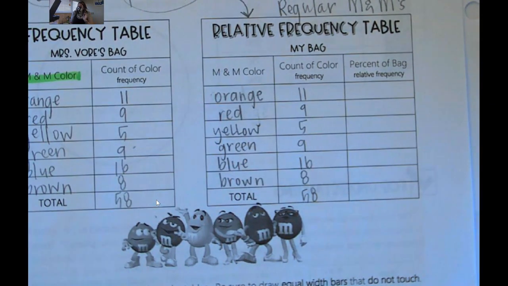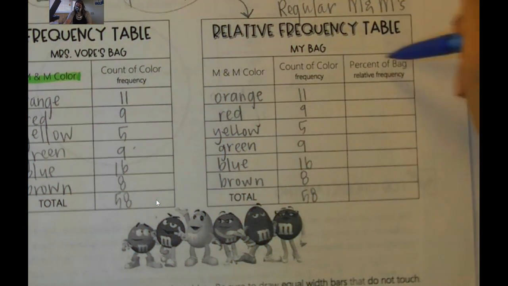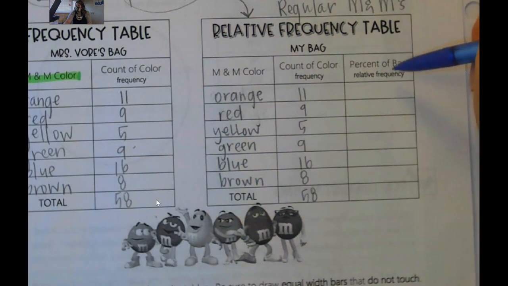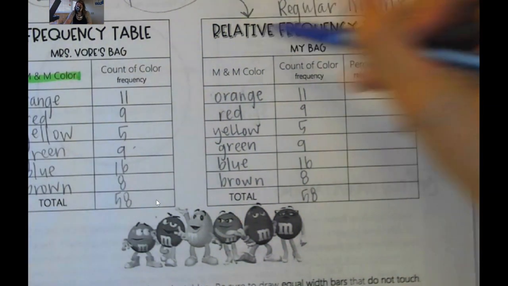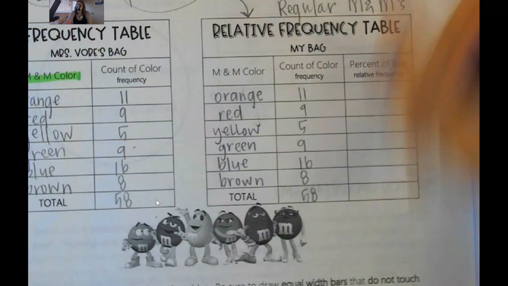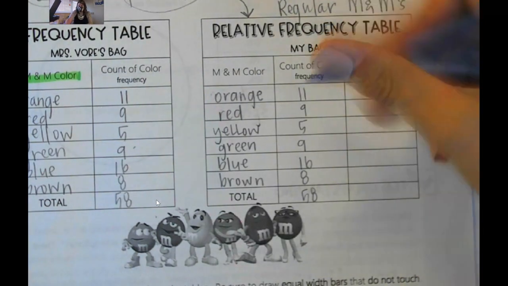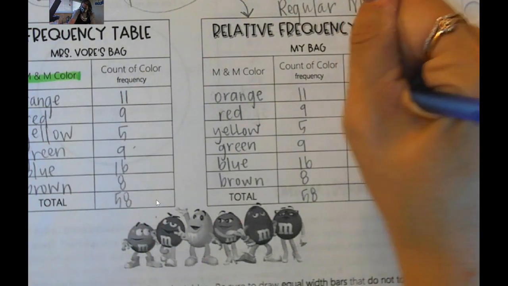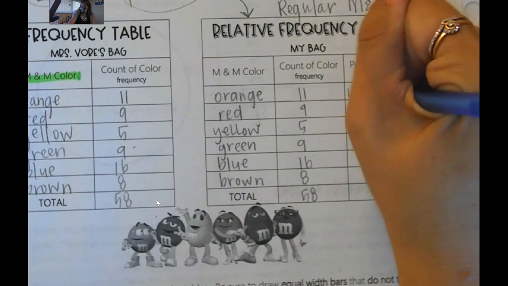So relative frequency table is the percent of the bag. So it's called relative frequency because it is the color relative to the whole bag. So for me, for my first one, I'm going to do 11 divided by 58.